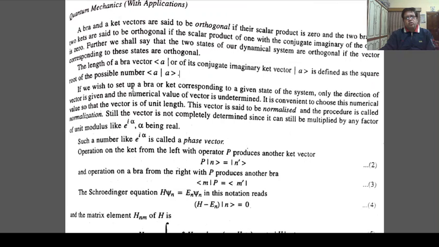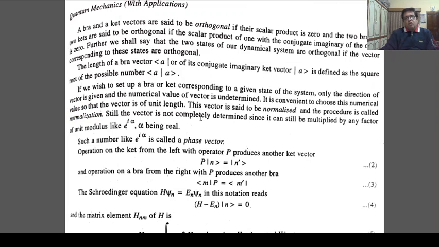If we wish to set up a bra or ket corresponding to a given state of the system, only the direction of the vector is given and the numerical value of the vector is undetermined. It is convenient to choose this numerical value so that the vector is of unit length. This vector is said to be normalized, and the procedure is called normalization.